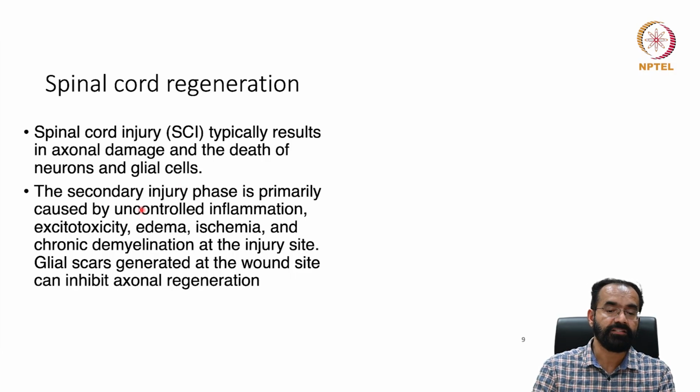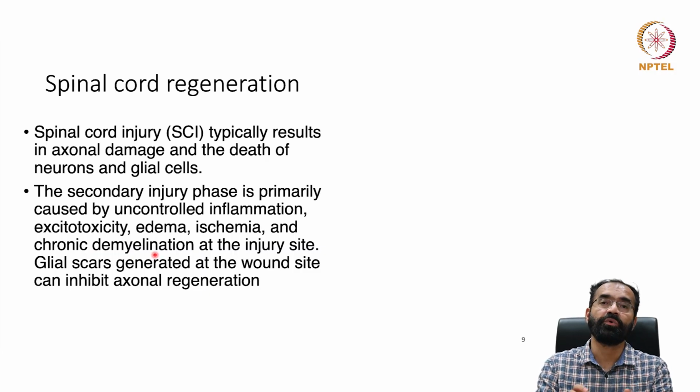The secondary injury phase is primarily caused by uncontrolled inflammation. Remember, inflammation came once again. Excitotoxicity, edema, ischemia, and chronic demyelination. Myelin means basically a covering of your neurons. Demyelination means something like a multiple sclerosis condition where the signal gets leaked out. So the brain is sending a signal, but it is not reaching the target. In between, it got leaked out. So demyelination causes that at the injury site. Glial scars are generated at the wound site and can inhibit axonal regeneration. Same issue we discussed a while ago. Too much scar formation prevents the prospect of regeneration.